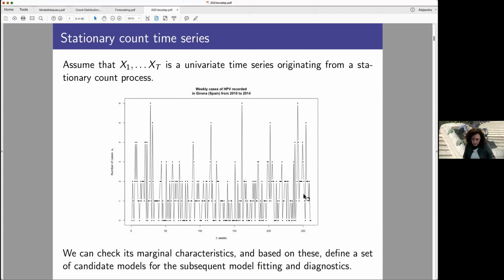The first thing you do when you have a problem like this is to check marginal characteristics, and based on them, try to define how to model it, and then how to do the fitting, I mean, how to estimate the parameters, and how to do diagnostics, to see whether the model fits the data reasonably well or not, and then try to make some forecasts. And well, that's the plan.